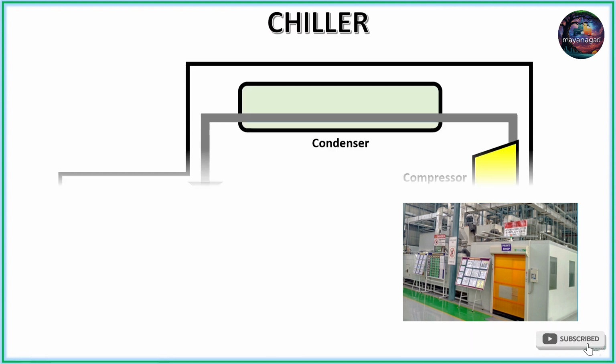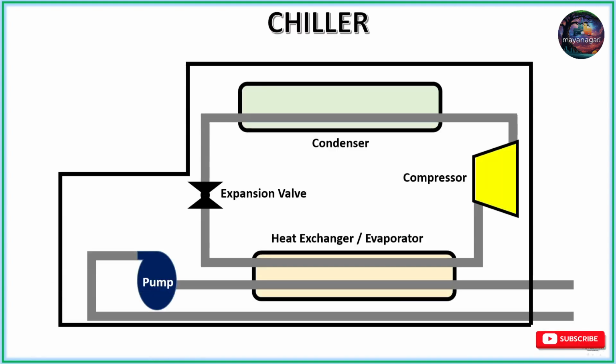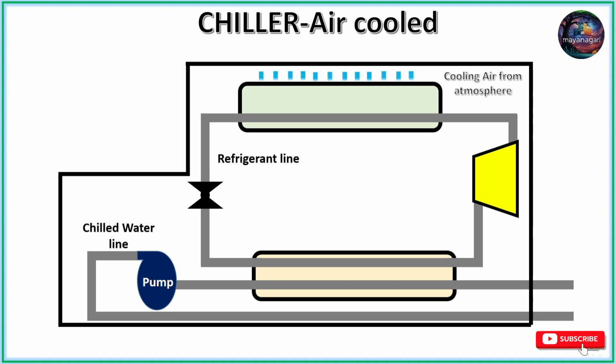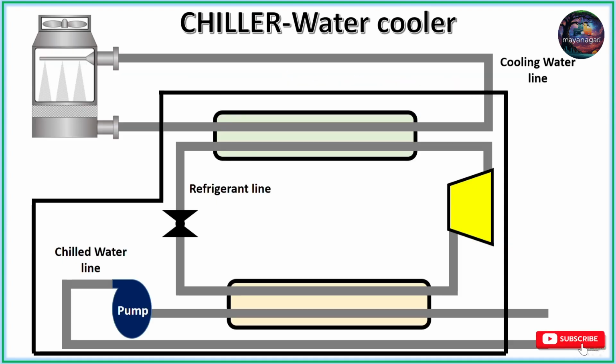Typically, a chiller consists of a compressor, a condenser, an expansion valve, an evaporator or a heat exchanger and a circulation pump to circulate the water to AHU. In an air-cooled chiller, the refrigerant flowing through the condenser is cooled by atmospheric air. In case of a water-cooled chiller, the refrigerant is cooled with the help of cooling water from the cooling tower.